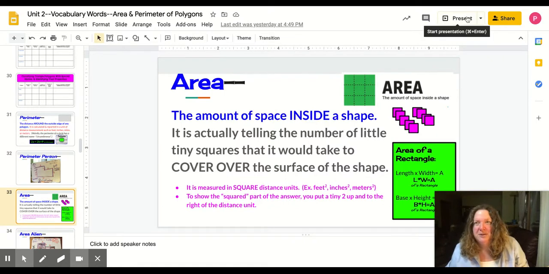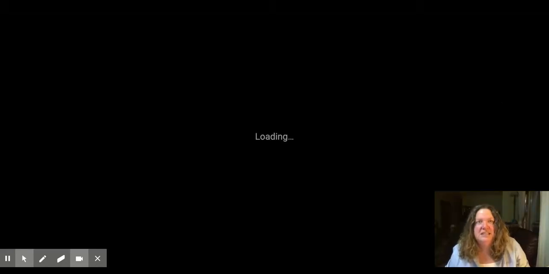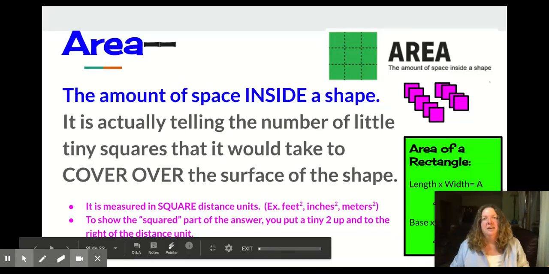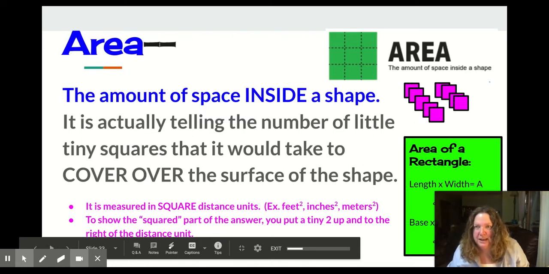My computer's a little slow. There it is, area. So area is a different measurement. Area is the amount of space that's inside the shape.